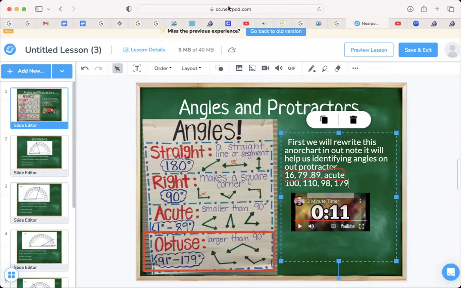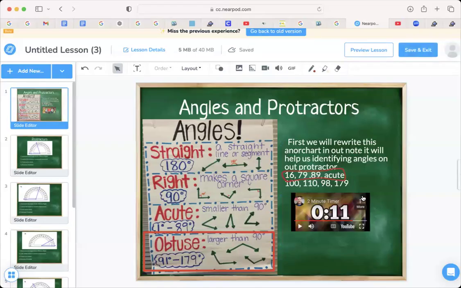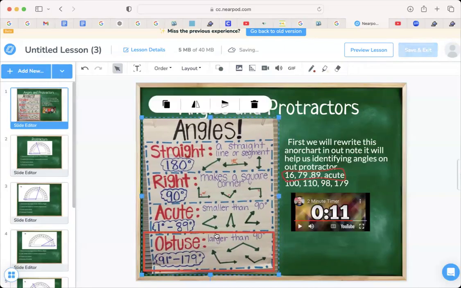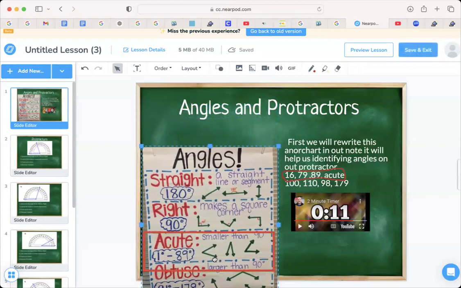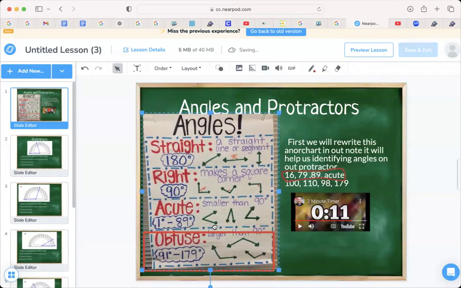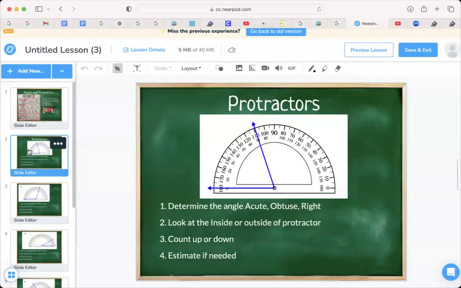And we are going to go ahead and go to the next slide, which is understanding our protractors, right? But before we understand our protractors, let's go ahead and go over this one more time. So an acute angle is in between 1 to 89 degrees. An obtuse angle is in between 91 to 179 degrees. That is very important for us for when we are determining our angles on a protractor. Okay.